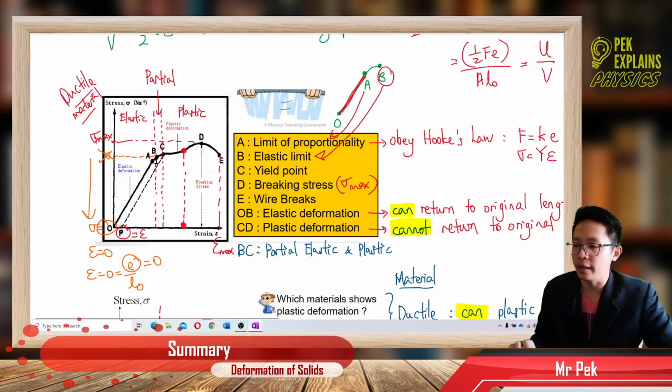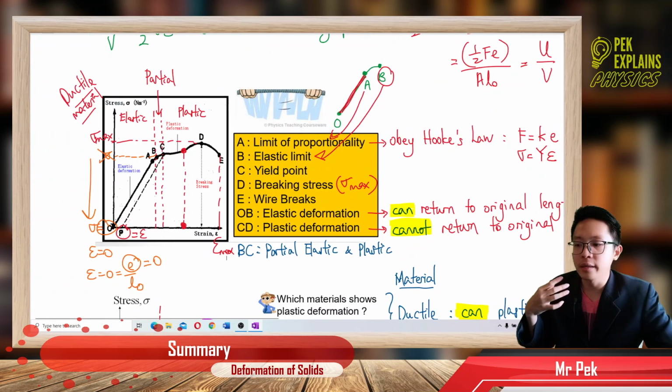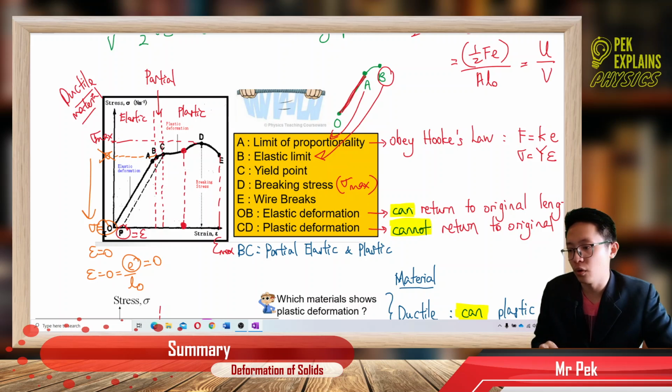After A, it does not obey Hooke's law. But the wire from O to B, if you elongate from O to B, it shows elastic deformation. Until point B, if you release the stress, it can go back to original length. The strain can go back to 0 entirely.